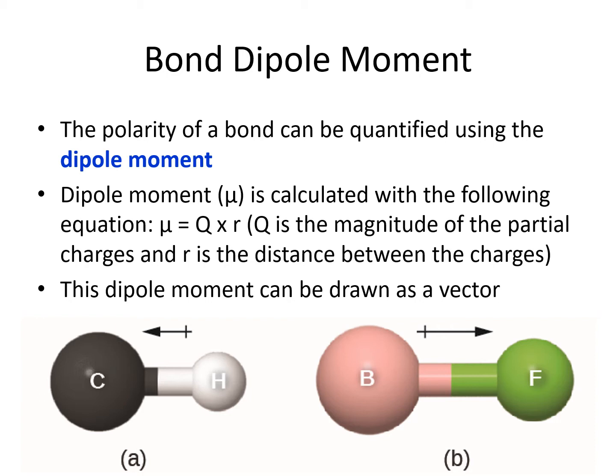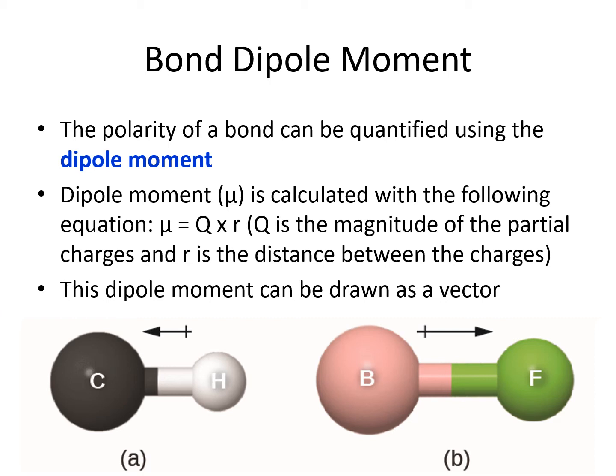Dipole moment, represented by the Greek letter mu, is calculated with the equation mu equals q times r. Q is the absolute value of the charge on each of the atoms. Each atom in the bond will have the same magnitude but opposite signs for their charge. For example, in the benzene molecule, carbon has a partial charge of negative 0.0622, and hydrogen has a partial charge of 0.0622 electron units. Essentially, 6.22% of an electron is transferred from hydrogen to carbon.